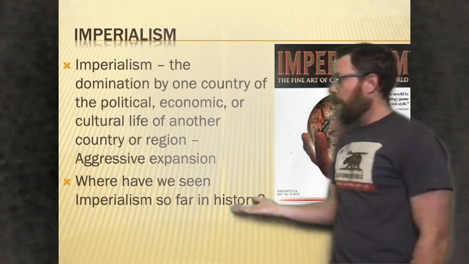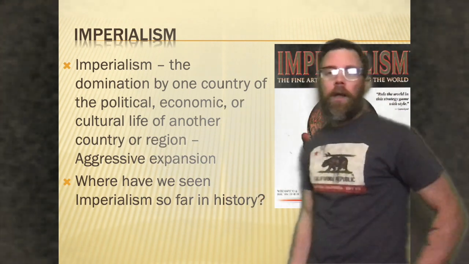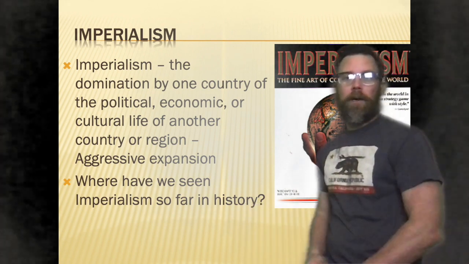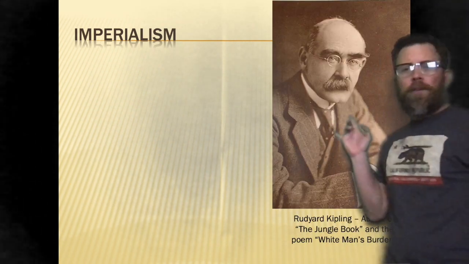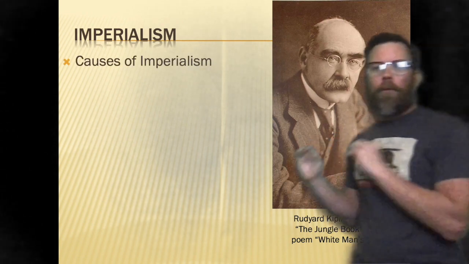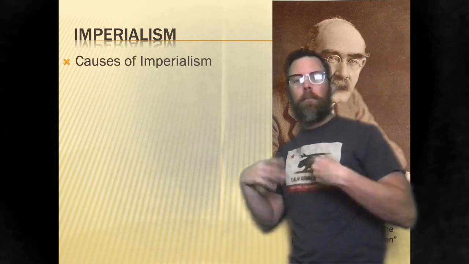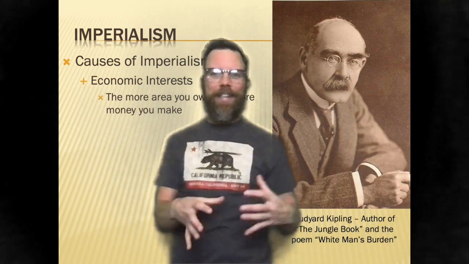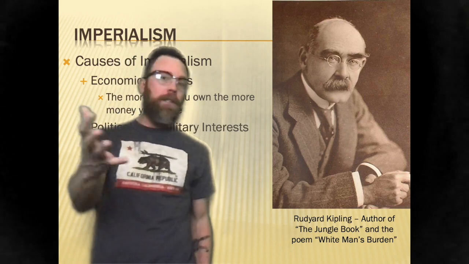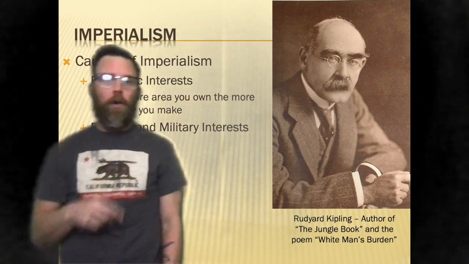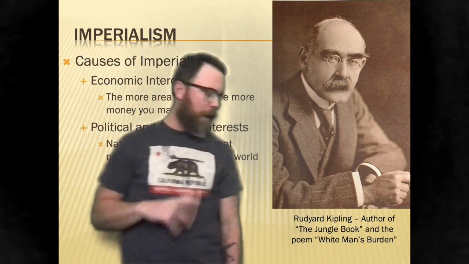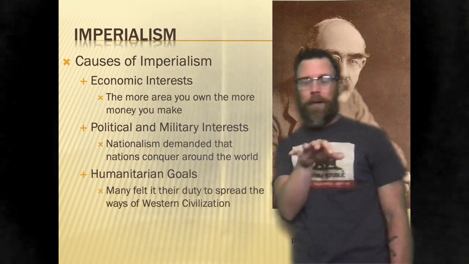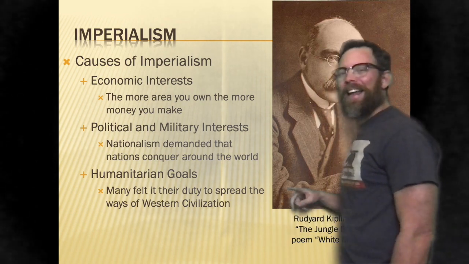Now, like I've said, we've seen imperialism before, and I named a few of those time periods. Now, the photo you see here is of a writer who becomes one of the British faces of imperialism in this time period. Rudyard Kipling has written some things that you're very familiar with: The Jungle Book, which Disney turned into a movie, and a few other things. But the thing from this time period that he's most closely associated with is this concept of white man's burden.